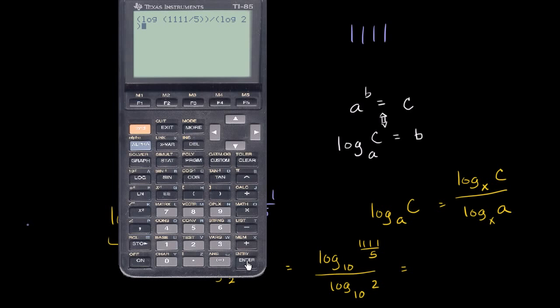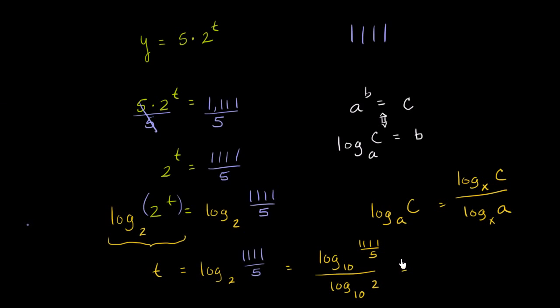And then that gives us 7, well, it just keeps on going. This is approximately equal to 7.796. So when t is roughly equal to that, you're going to have y equaling 1,111.